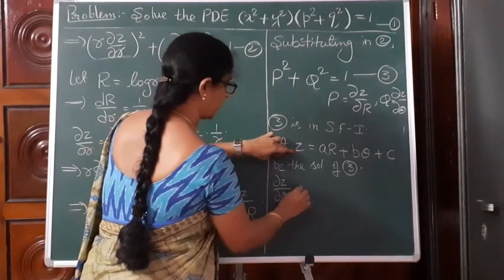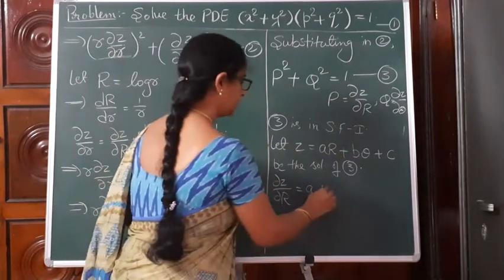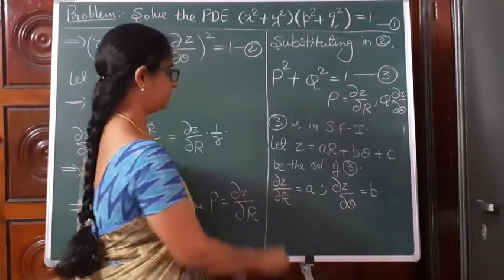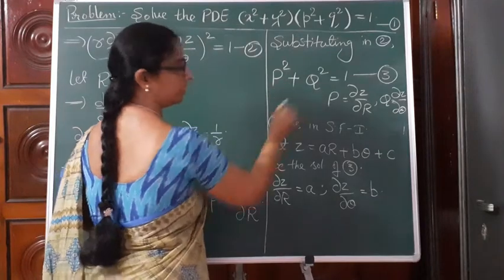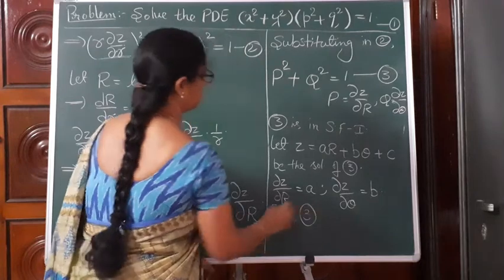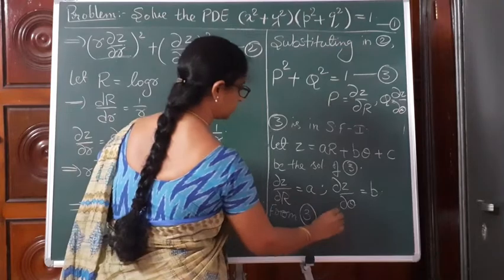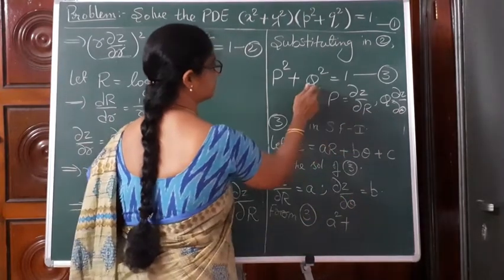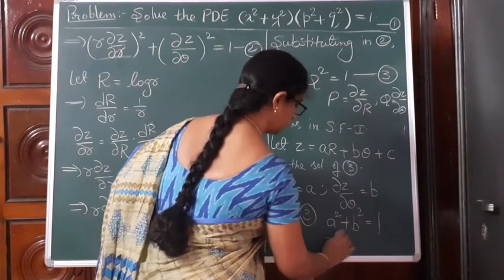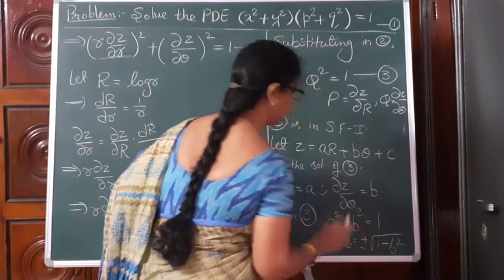Now what is dou z by dou R from this equation? Dou z by dou R is a, isn't it? Similarly, what is dou z by dou theta? It is b. Now substitute dou z by dou R and dou z by dou theta in equation 3. So from equation 3, dou z by dou R, that is p, is equal to a. So it is a square plus q, that is dou z by dou theta, q square is b square, is equal to 1. What is b from this? b is equal to plus or minus root over 1 minus a square.